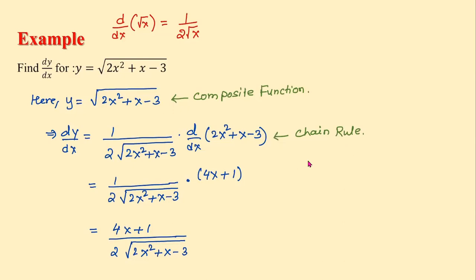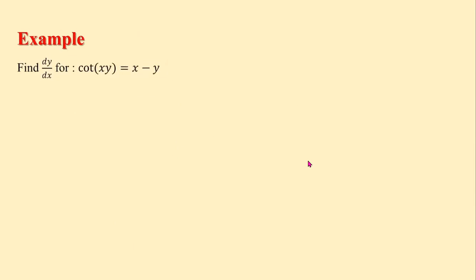Okay, let's move on. Here is the next example. We have to find dy over dx, that is the derivative, for the function cotangent of xy equal to x minus y. So you can clearly see this function is an implicit function. If it is an implicit function, we use implicit differentiation.